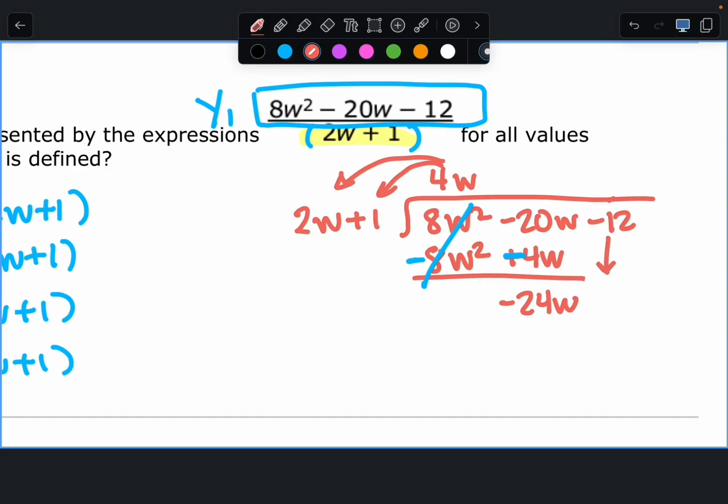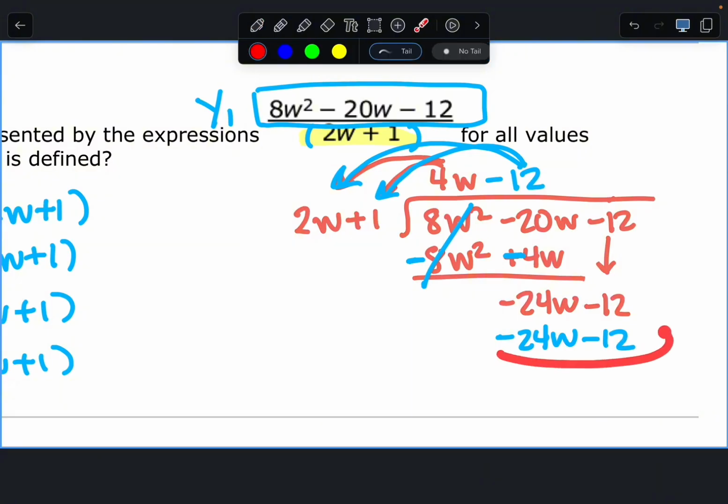Bring down the next one. Once again, 2w times what gives you negative 24w? Negative 12. Now you distribute backwards. Negative 12 times 2w is negative 24w. Negative 12 times 1 is negative 12. But change the sign on both, so they both become plus, and they cancel out. So 4w minus 12 is your answer.